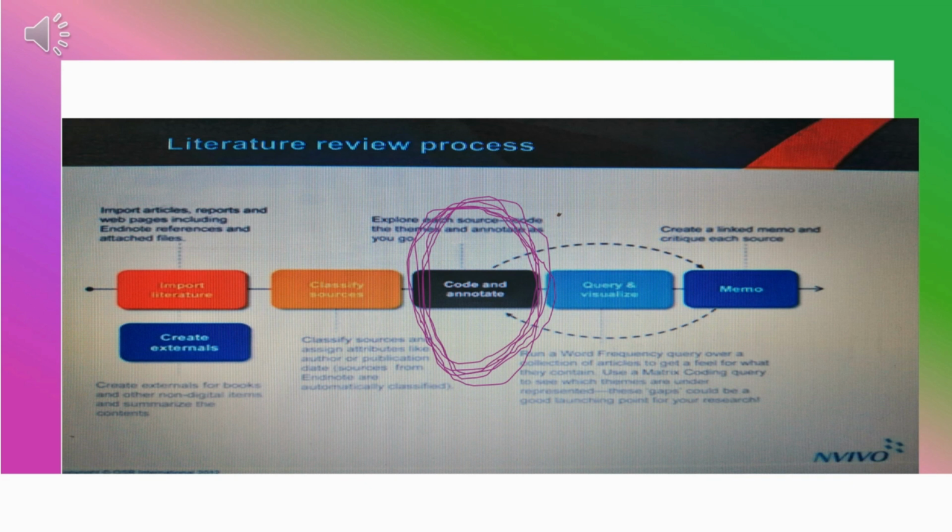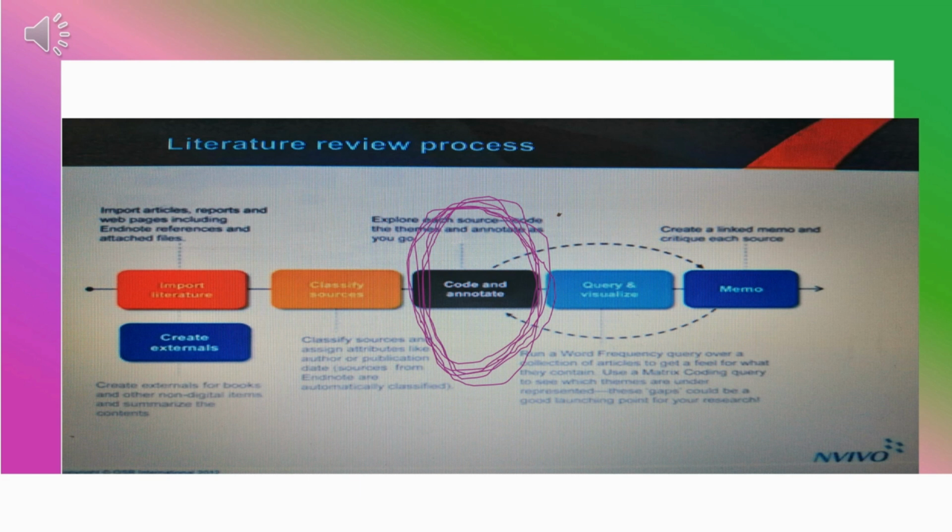Okay, so classifying sources, if you've used EndNote, would be very easy, and it's just a case of having a look to see, well, what has NVivo done? Where are the classifications found? How do I look at them, etc. That becomes very easy. So we now move on to code and annotate.